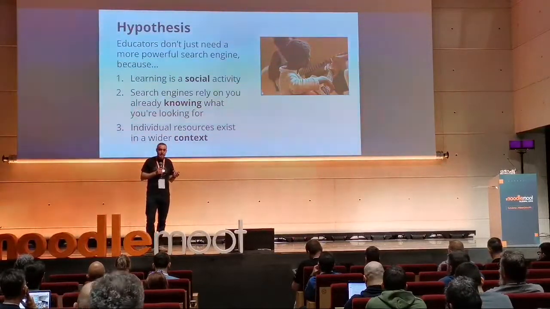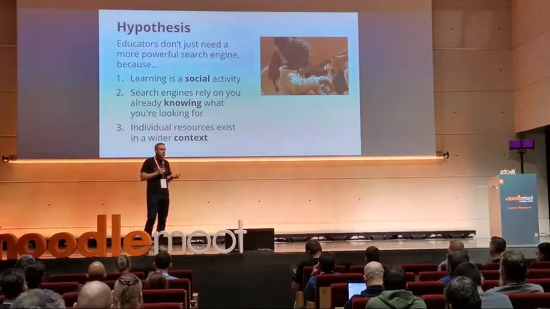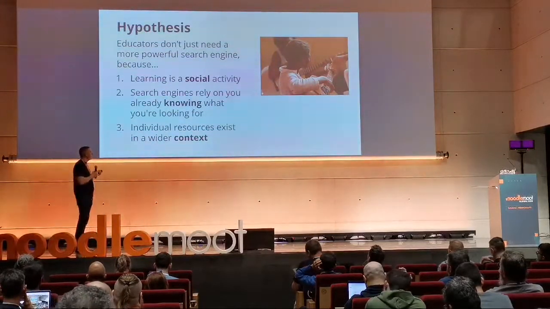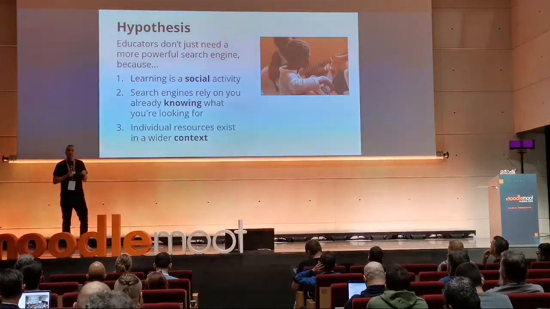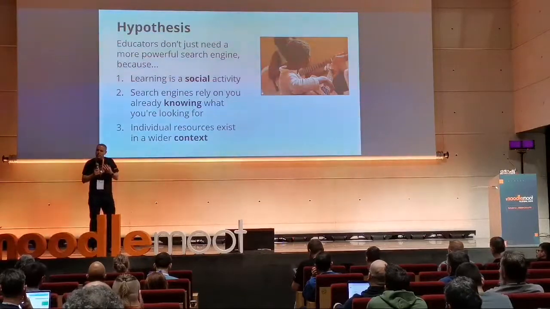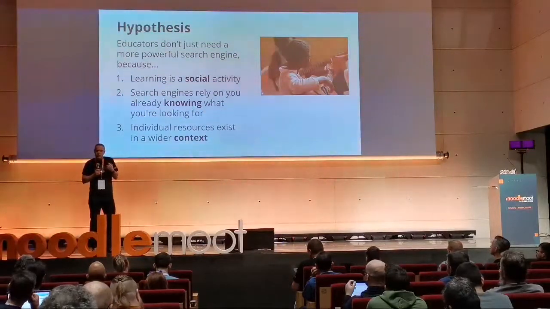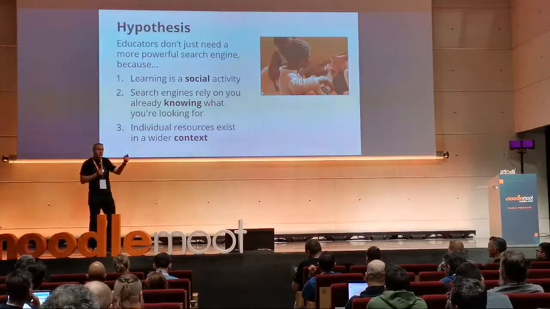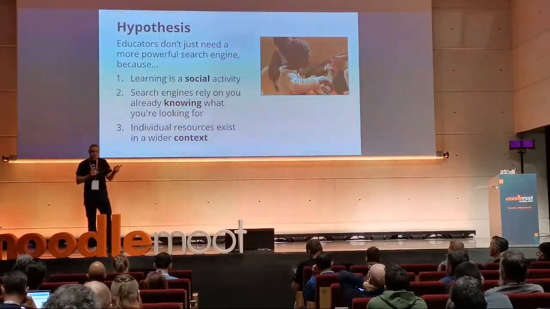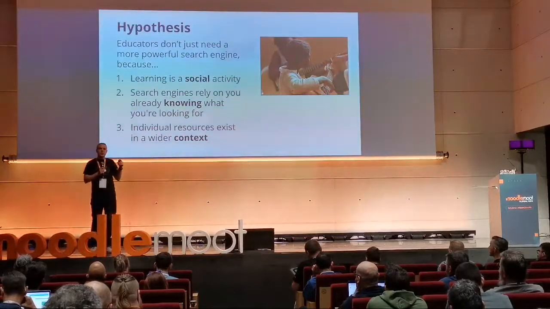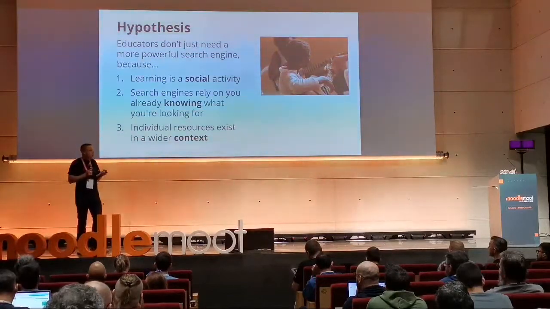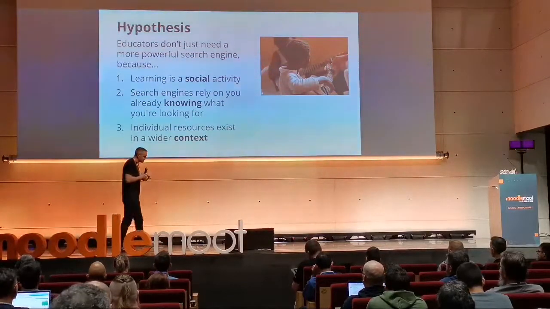The problem is not that we need a better search engine than Google. The problem is these three things here. Learning is a social activity. Secondly, search engines rely on you knowing what it is that you're looking for in advance. So educators sometimes don't know what they're looking for. Me as a history teacher, sometimes I'd find out something that someone else was using and think, oh, that's amazing, that's exactly what I need. One person in our research said that when they join a social network with other educators, it's like waiting for treasure to arrive. And the third thing is that resources exist in a context.